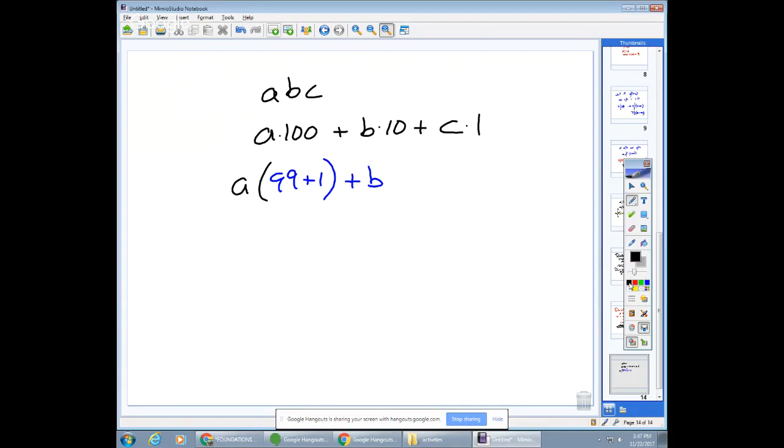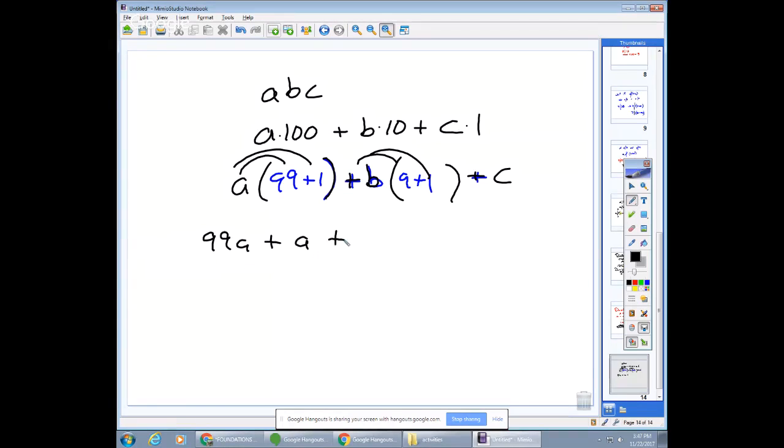Oh, did I mess up my colors? You starting to see where I'm going with this? As 9 plus 1. And C, well, C is just 1 C there. So then I distribute my A through here and my B through there. So then I get 99A plus 1A, and I get 9 B's plus 1B plus C. If I reshuffle those, I have 99A plus 9B, and then plus A plus B plus C.